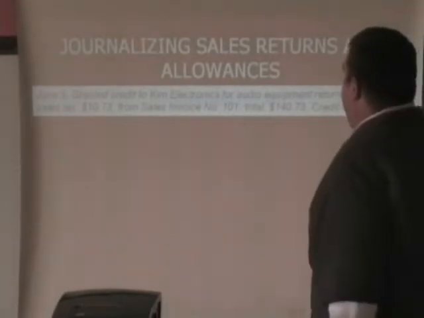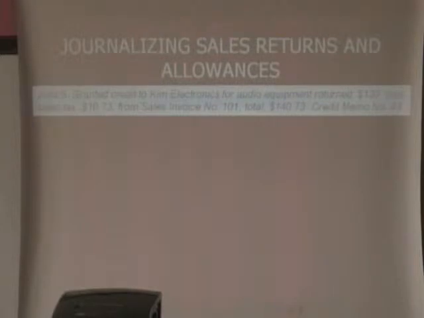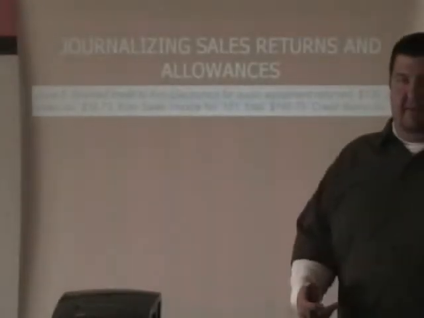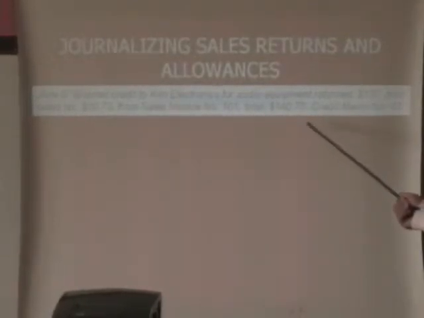For example, on June 5th, we granted credit to Kim Electronics for audio equipment returned, $130 plus your $10.73 sales tax from our invoice 101. Your total is $143.73. Now, last chapter it was a debit memorandum. This chapter, since it will be a credit, it's a credit memorandum.